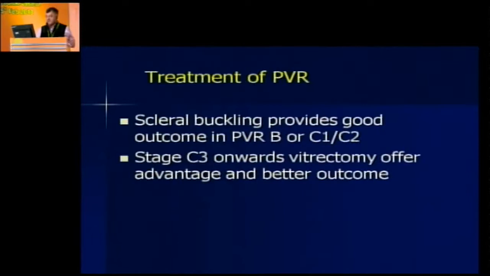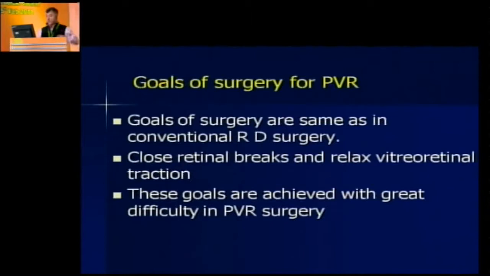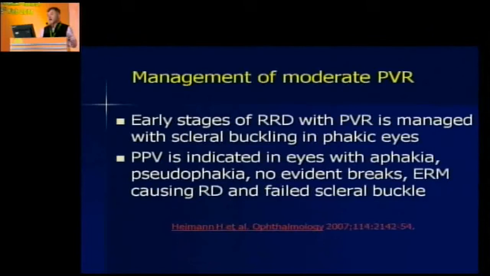And as far as the treatment is concerned, mostly scleral buckling provides good outcome and is still indicated from PVR-A up to PVR-B or even C1, C2. And stage C onward, C3 onwards, which I mentioned earlier, you require most of the time a vitrectomy. So goals of surgery are similar. You want to close all the retinal breaks, relax the vitreoretinal adhesion, and of course they are achieved with greater difficulty. We'll come to that. And early stages of RD with PVR are managed with scleral buckling, especially in a phakic eye, especially in children. Go for buckling, even if you have extensive proliferation. Many a time it works.